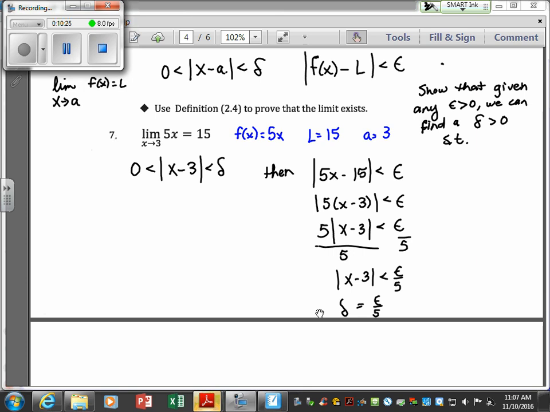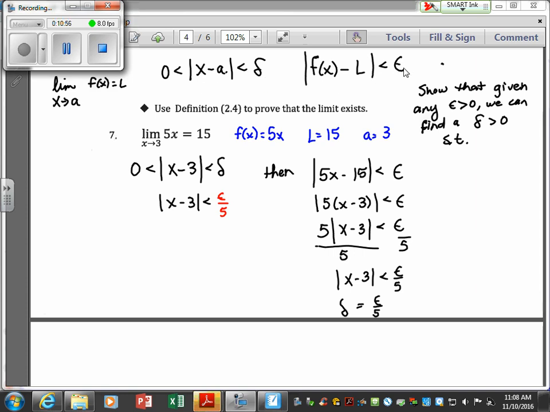Okay, so we have a delta that we're going to work with. So we're just going to plug it in. We're just going to focus on this right-hand side. So if I have absolute value of x minus 3 less than, in place of delta, what can we use? Epsilon over 5. Good. So if I put epsilon over 5 here, to establish our definition, what does this need to be? Just epsilon, right? So we found delta, but now we're working with that.